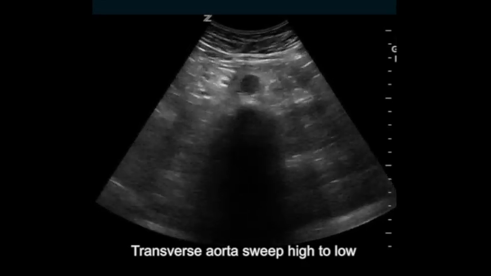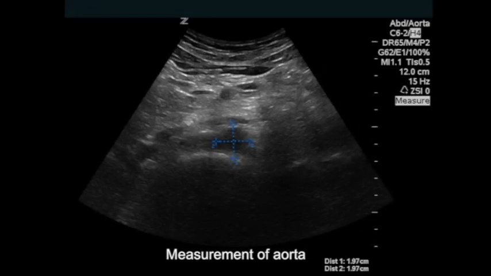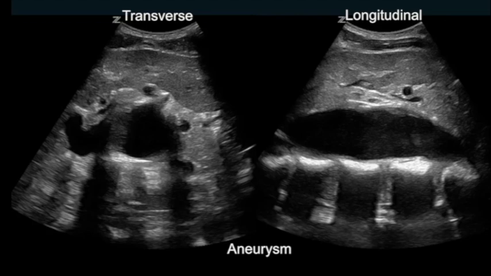High, middle, and low images of the aorta should be obtained. Measurement should be made in this transverse view. A normal diameter is less than 2 centimeters. While the risk of rupture increases with size, even small aneurysms can rupture.